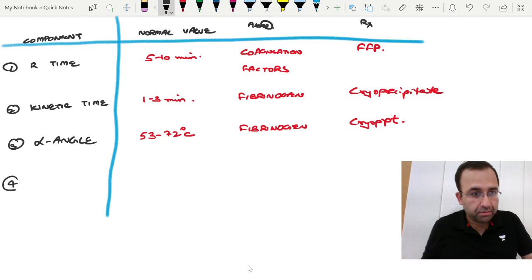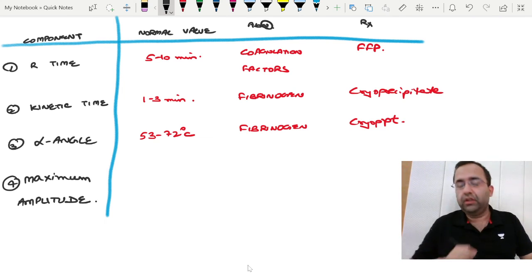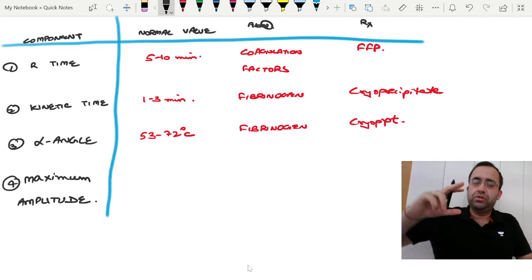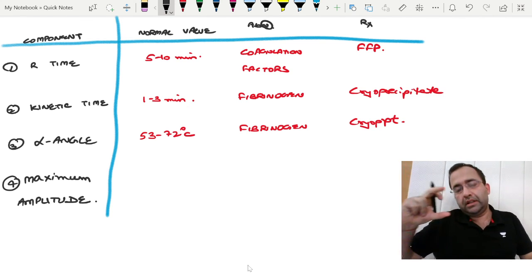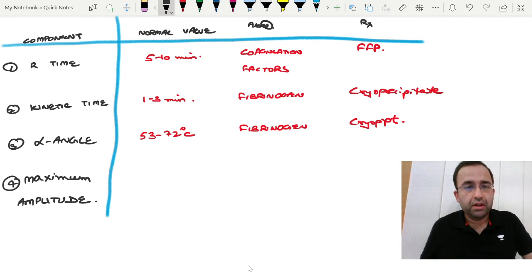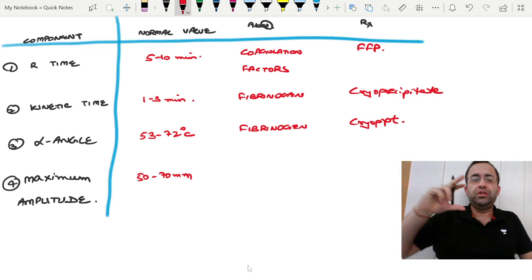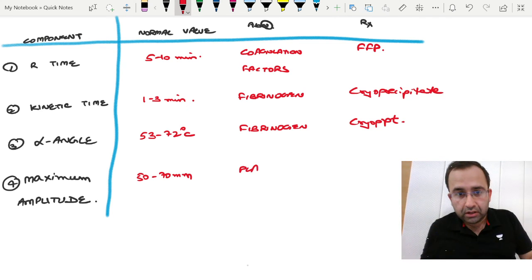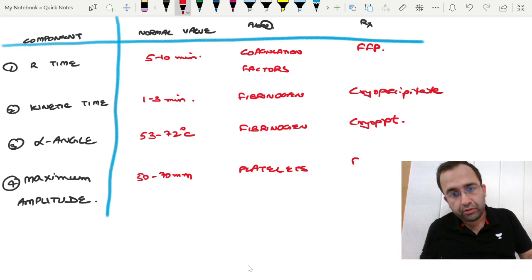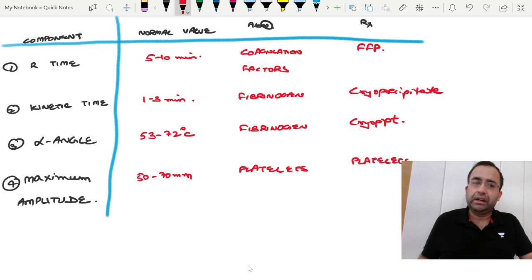Next is MA, that is maximum amplitude. Maximum amplitude tells us about the maximum clot strength. It is 50 to 70 mm. If the maximum amplitude is not reached, that signifies an abnormality in platelets, of course to be treated by giving platelets.